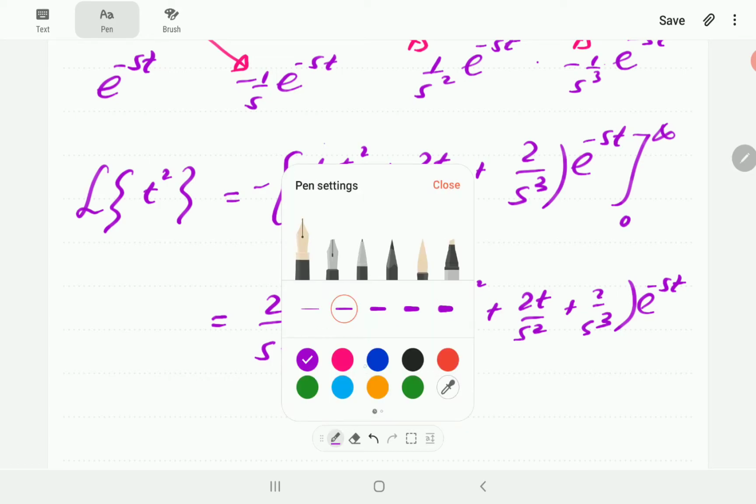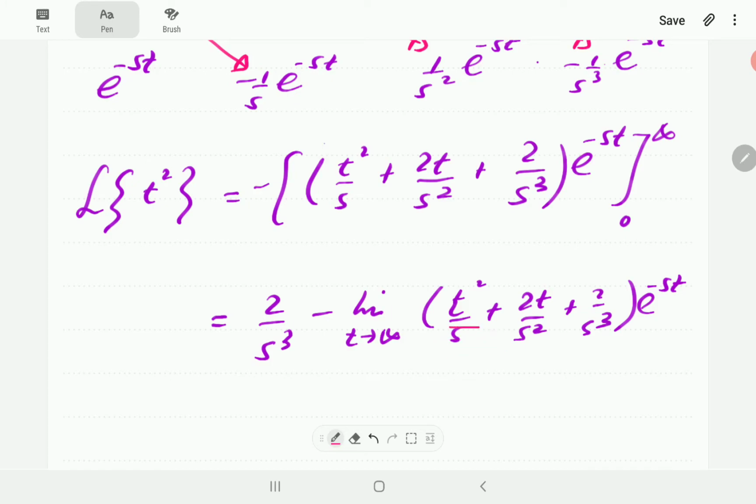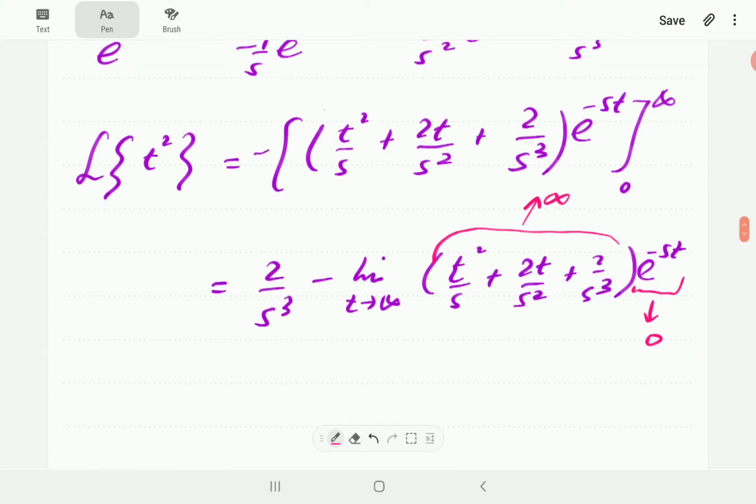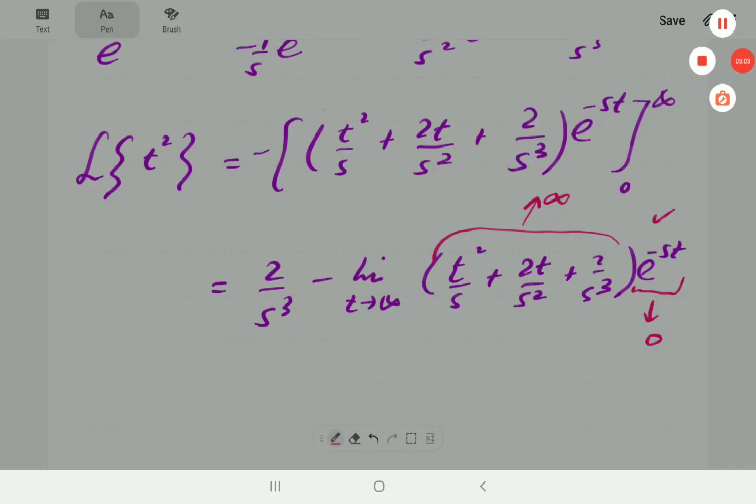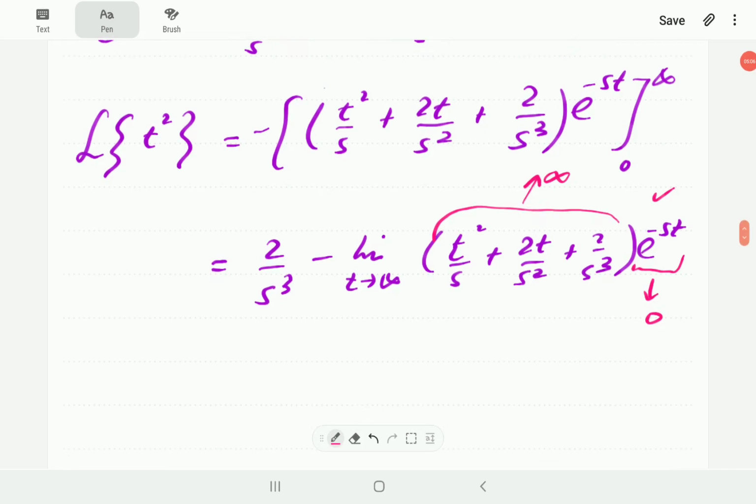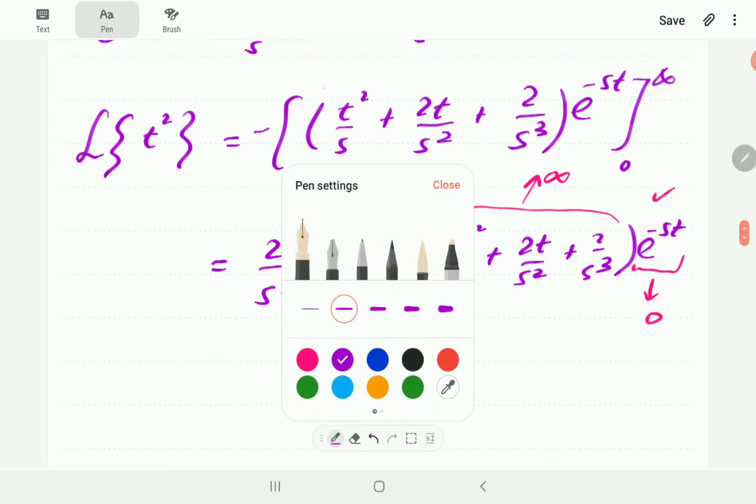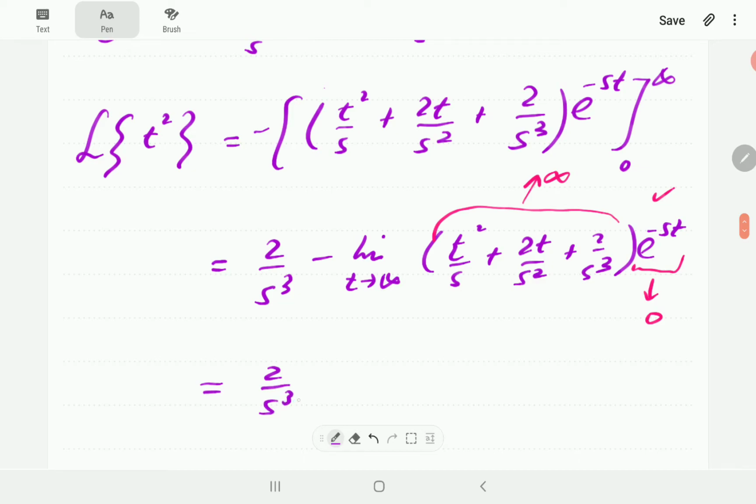Now what's going to happen with this thing is that this whole polynomial term, as t goes to infinity, is going to go to infinity, while the exponential term is going to go to 0. So the question is which term is going to dominate, and by L'Hopital's rule we can show that the exponential term is going to dominate. Actually, just check our next video after this one. Then you are going to see this demonstrated. So this is simply going to work out then to 2 over s cubed.